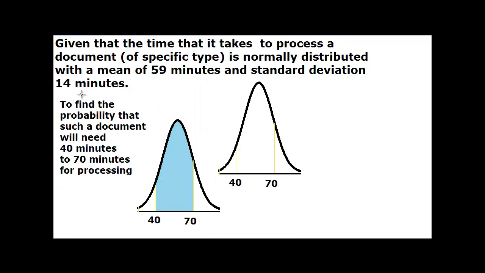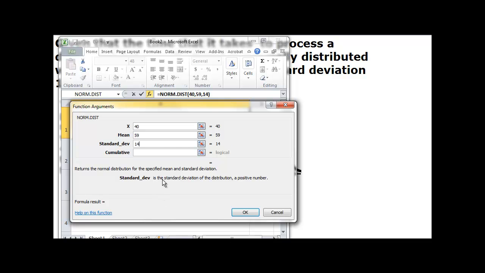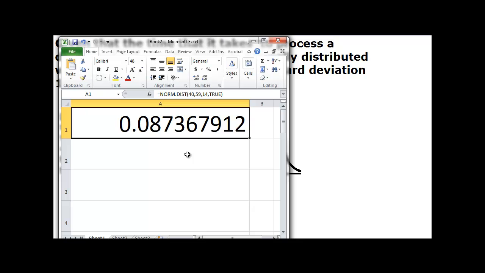So, oh, it is 14 minutes. So let's go back, and I shall put 14, and we are obtaining the cumulative area. So we are going to say true. So what do we have? That the area to the left of 40 is about 0.874.